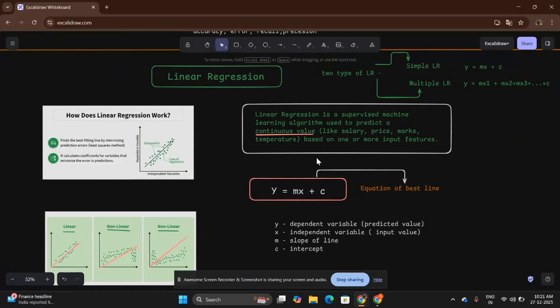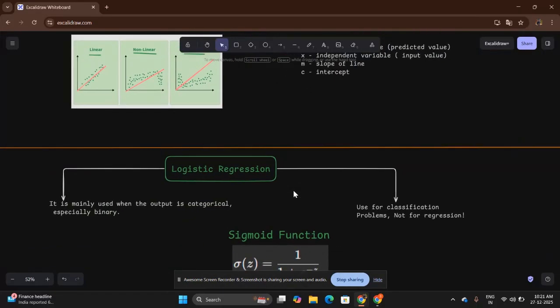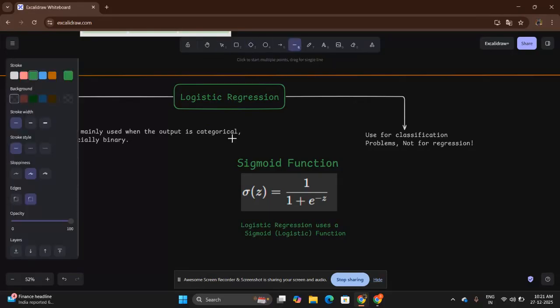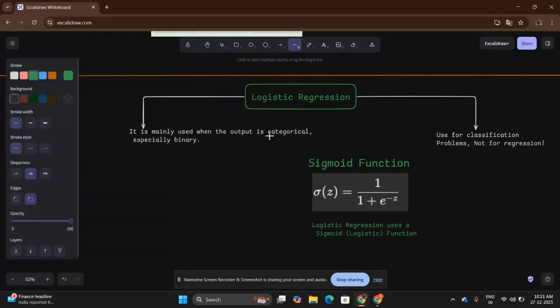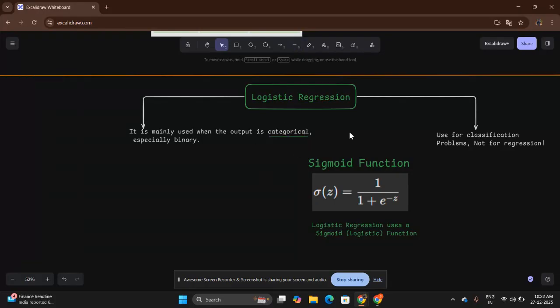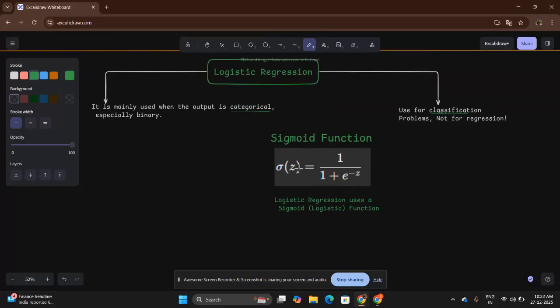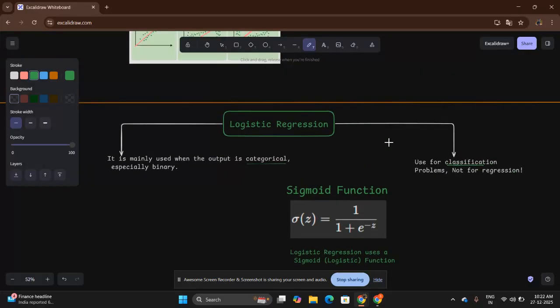In the next video we will cover the next algorithm, that is logistic regression. Just a simple overview of logistic regression: the previous algorithm, linear regression, depends totally on numerical variables, and this one depends on categorical variables, and it's used for classification purposes. Its formula is 1 upon 1 plus e raised to minus z. We will cover these things in detail in the next video.